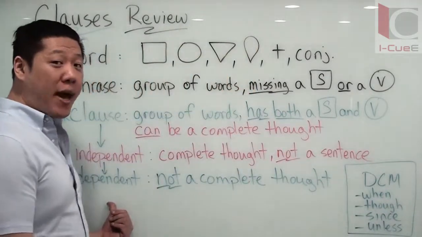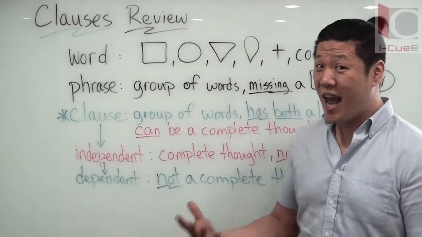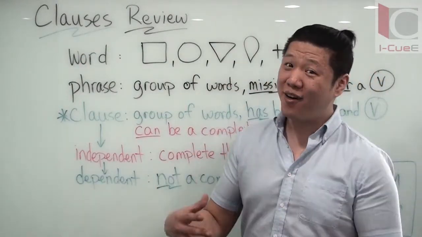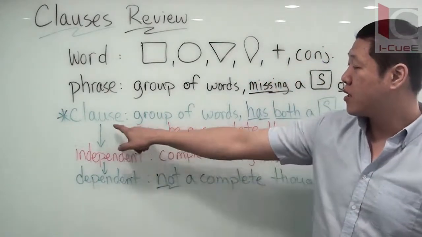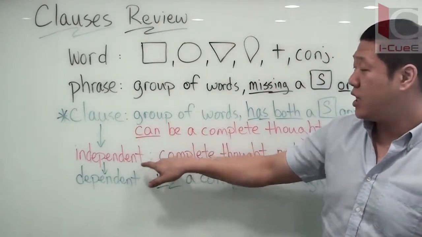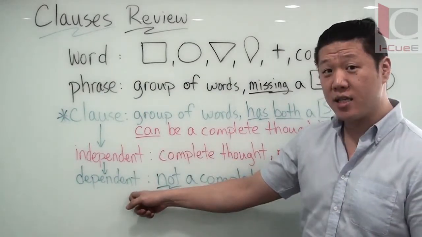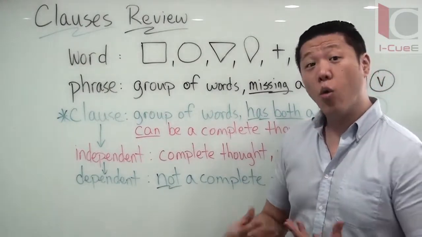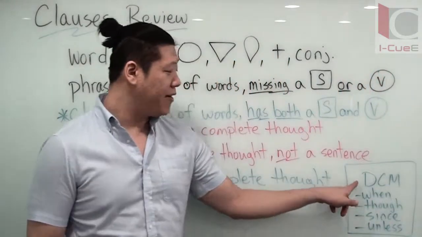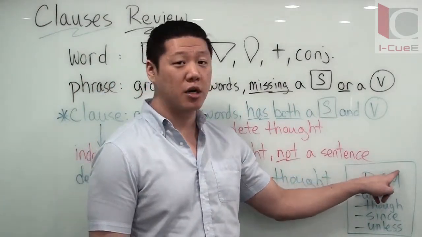What is a dependent clause? Now, a dependent clause is still a clause because it has a subject and a verb, but it's not a complete thought. Remember, clauses can be, if they are independent, a complete thought. If they are dependent, they have all the parts, but not a complete thought. Why? Over here we have DCM. This is a dependent clause marker.